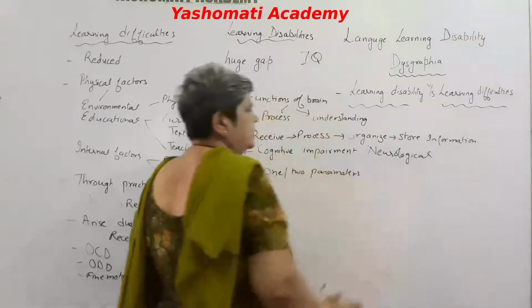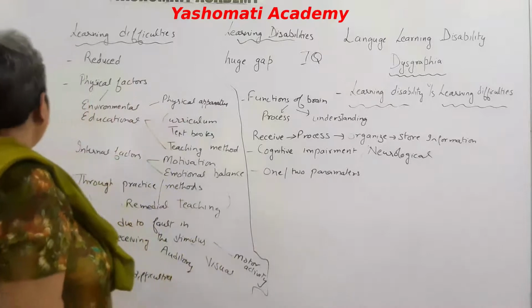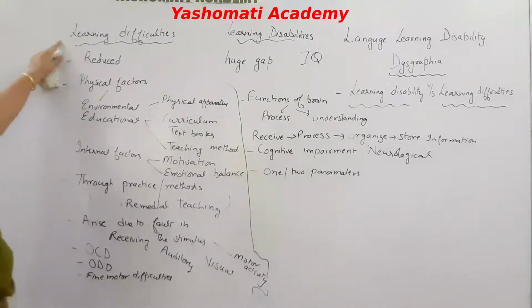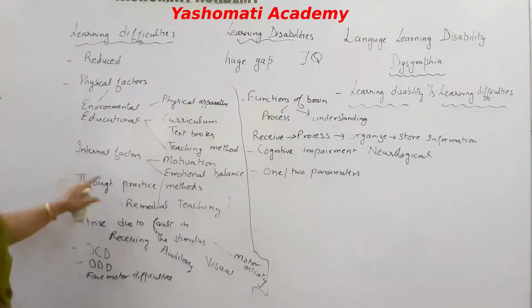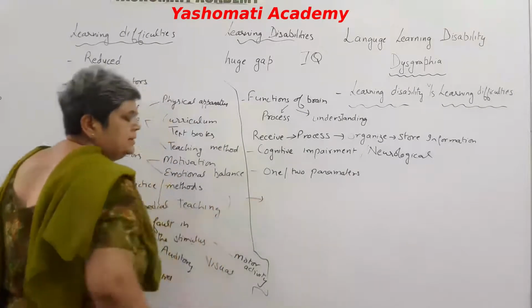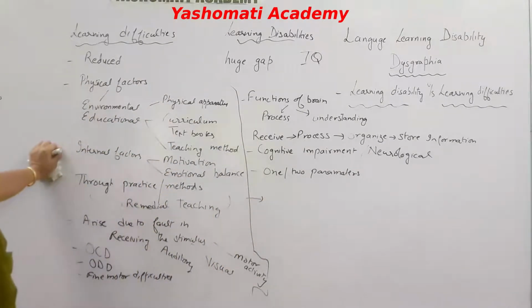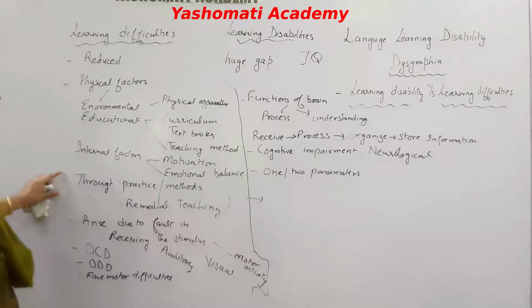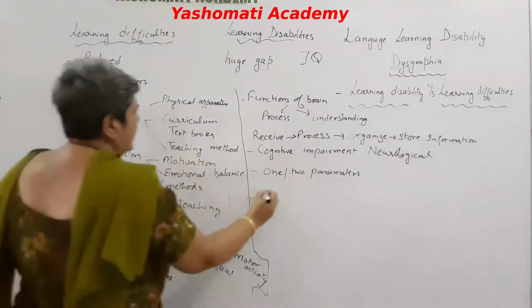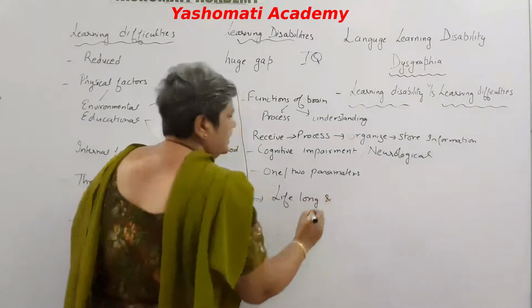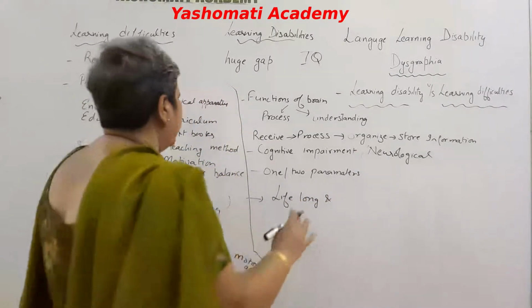Neurological also means related to the brain. Another characteristic feature is that learning difficulties can be tackled by remedial teaching, whereas learning disabilities cannot be tackled by just repetition or remedial teaching. And usually learning disabilities are lifelong, and they do not go away on their own.